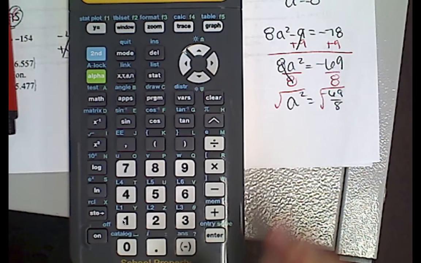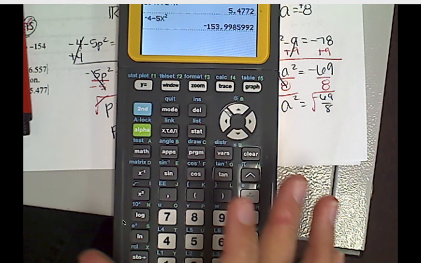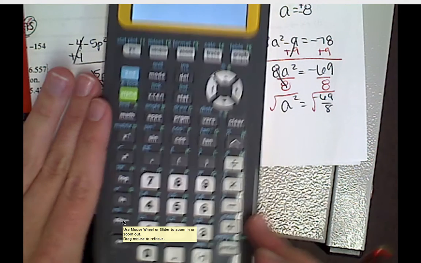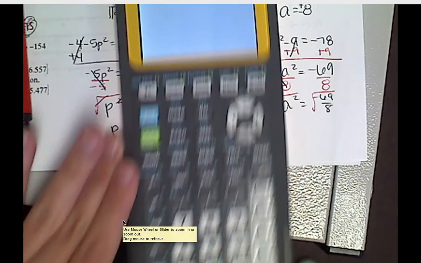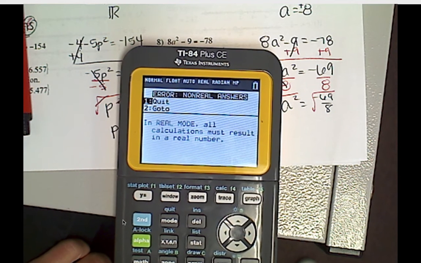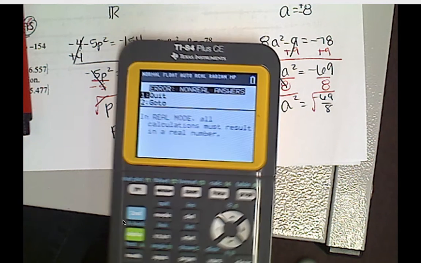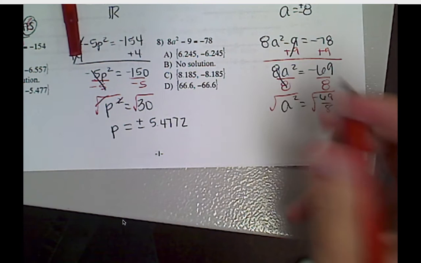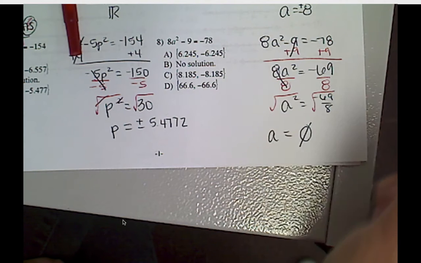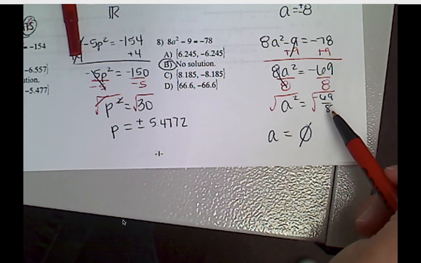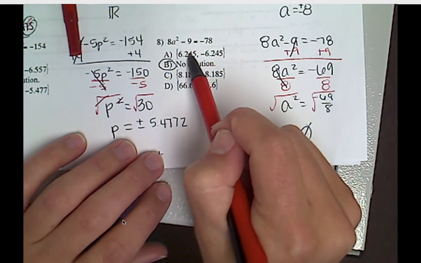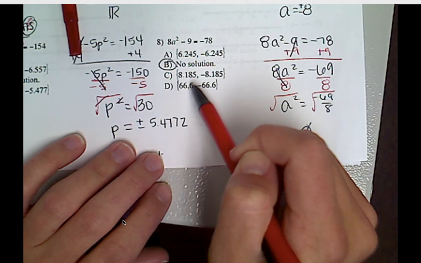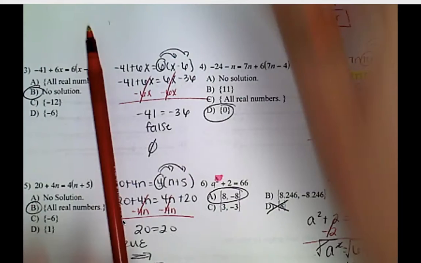And when I type this in right here, I'm going to take the square root of negative 69 over 8. And when I press enter, it tells me no real answers. The reason why is because it's impossible to take the square root of a negative number. There's no real number times itself that is going to give you a negative number. Positive times a positive is a positive. Negative times a negative is still a positive. So in this case, we've got no solution. If you didn't know that, you could check all these and see if they get close to negative 78. If none of them are close to negative 78, then you should, by default or process of elimination, pick B, no solution.